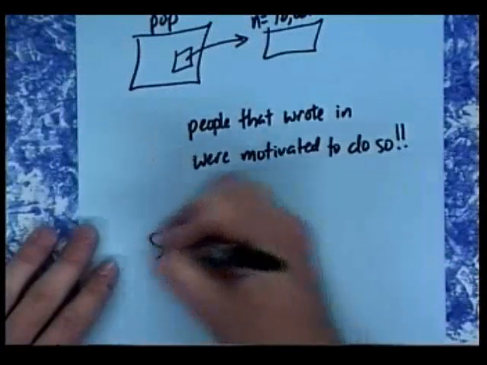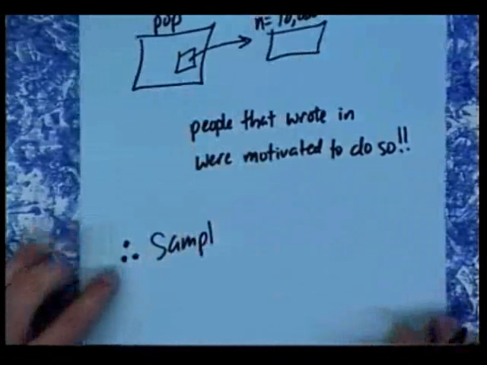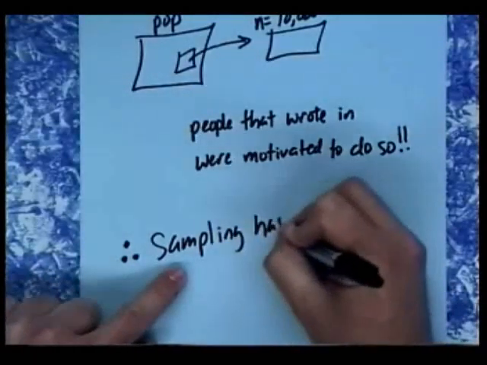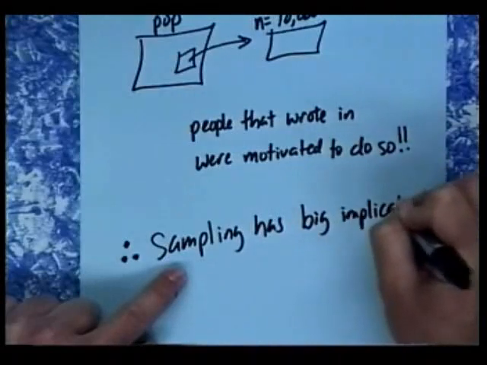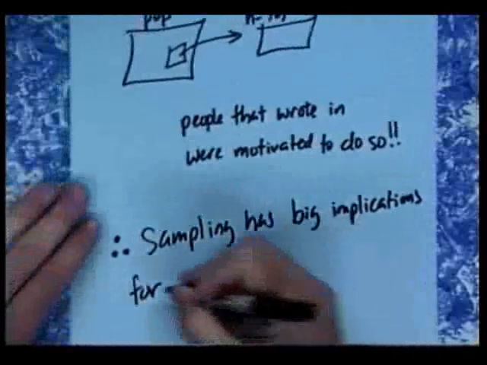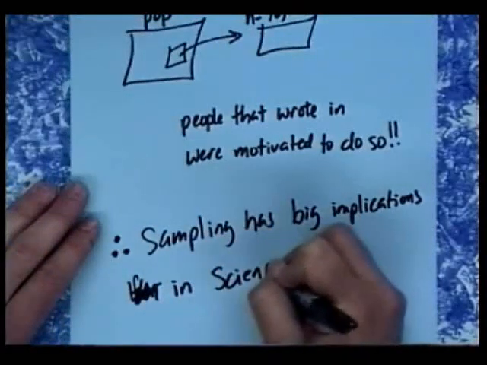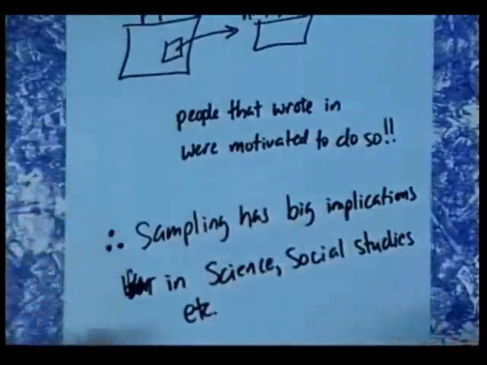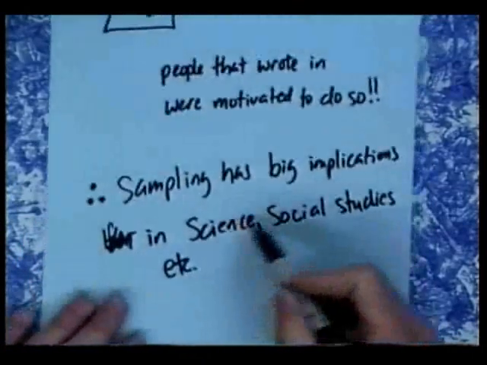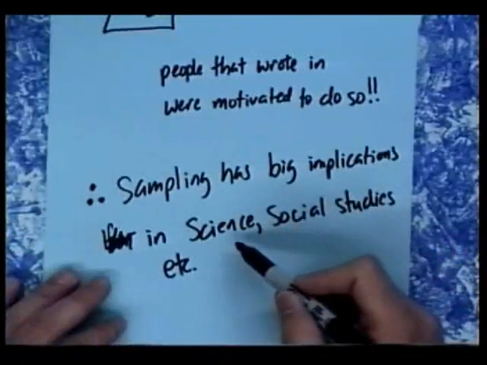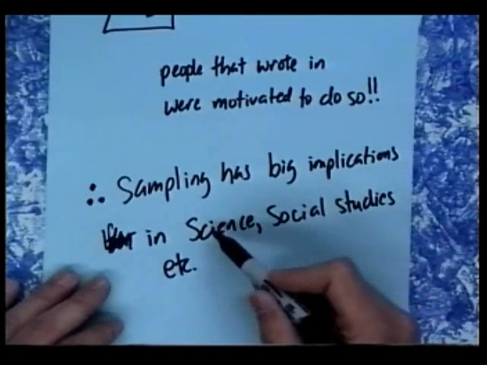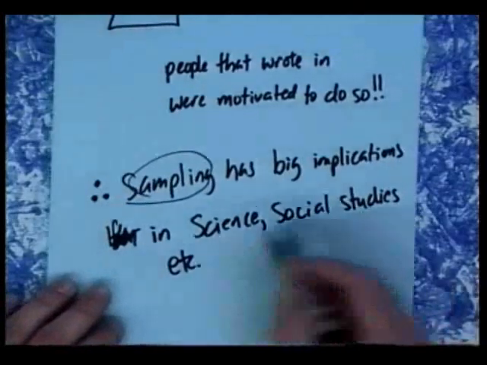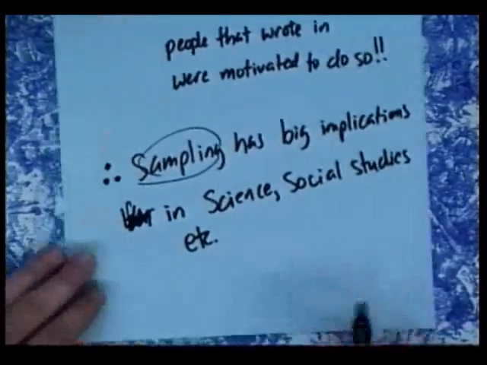Sampling, therefore, and this is a math term, have you ever seen that? That means therefore in math, mathese. Sampling has big implications in science, social studies, etc. All of these fields, it could be English, it could be art, but especially these, and including math, because you deal with collecting data and drawing conclusions about populations. How you go about sampling, how you go about collecting your data, is a big issue in these different content areas. And that's why that's the first thing we're going to study.